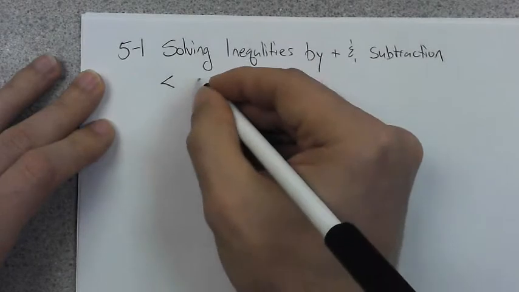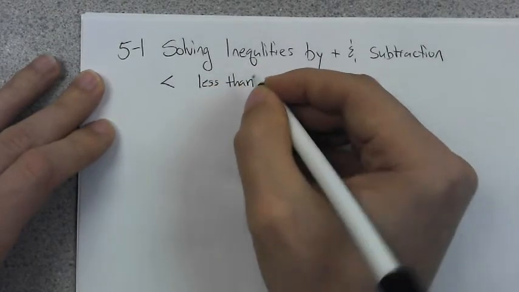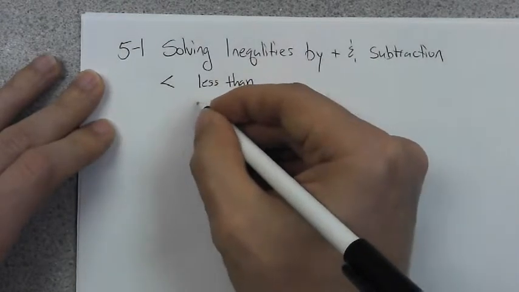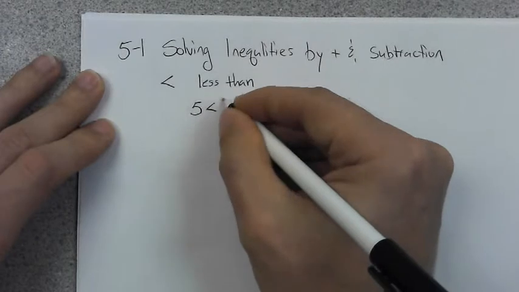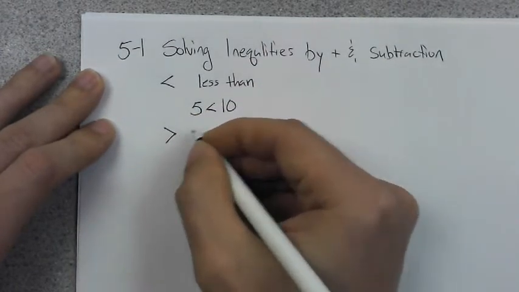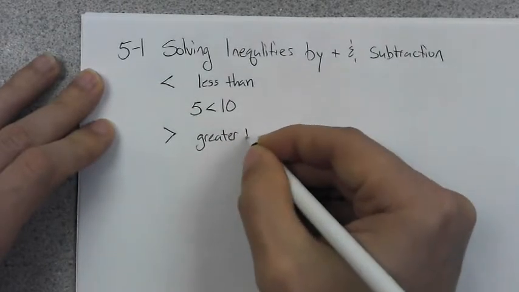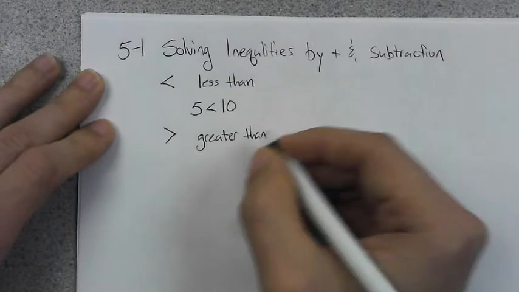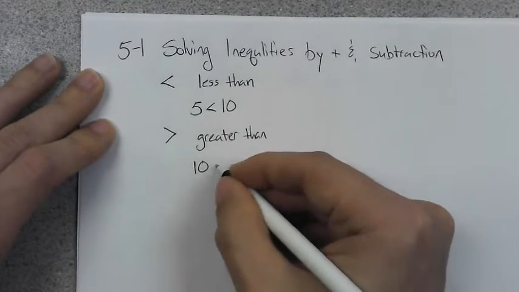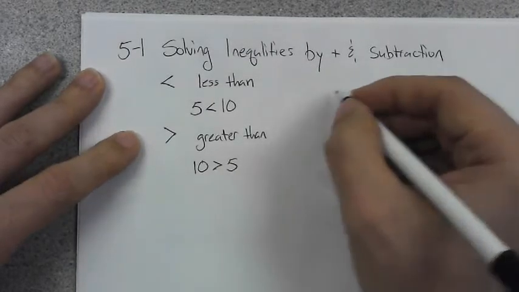This symbol right here, this means less than or fewer than. So for example, 5 is less than 10. Next we have this symbol here. This is greater than or more than. So for example, you could say 10 is more than 5. 10 is greater than 5.